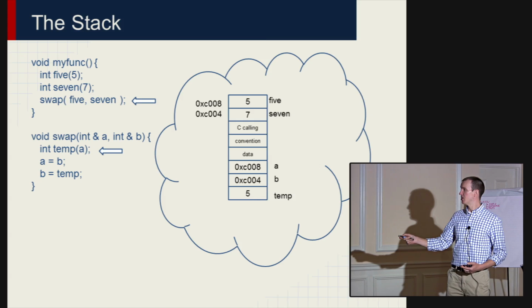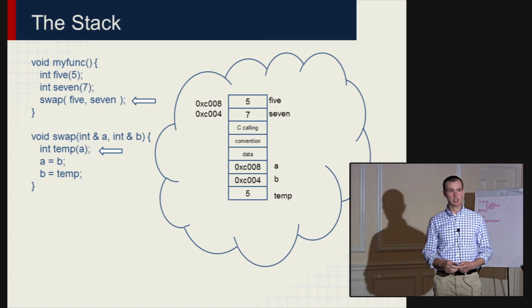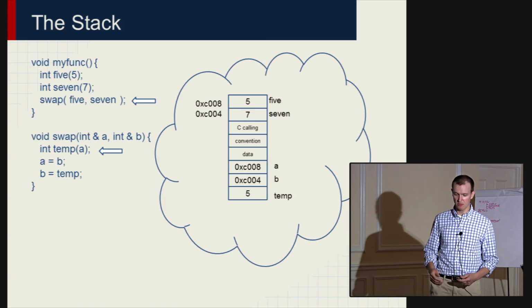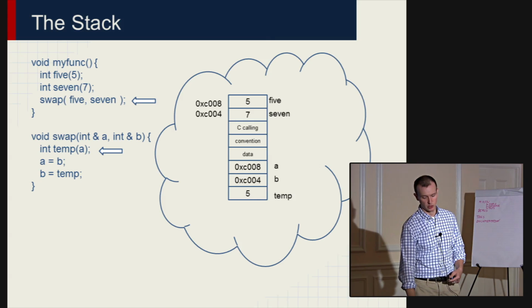This function swap is going to take an integer reference A and an integer reference B. It's going to initialize this value temp to the value that's in A. It's going to assign the value in B to A, and then it's going to assign the value in temp to B. This is canonical swap. So let's see what happens when you execute this function.